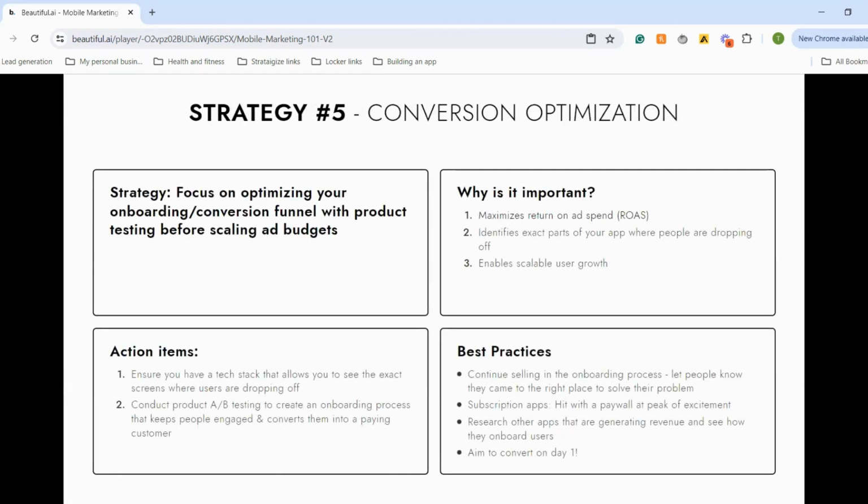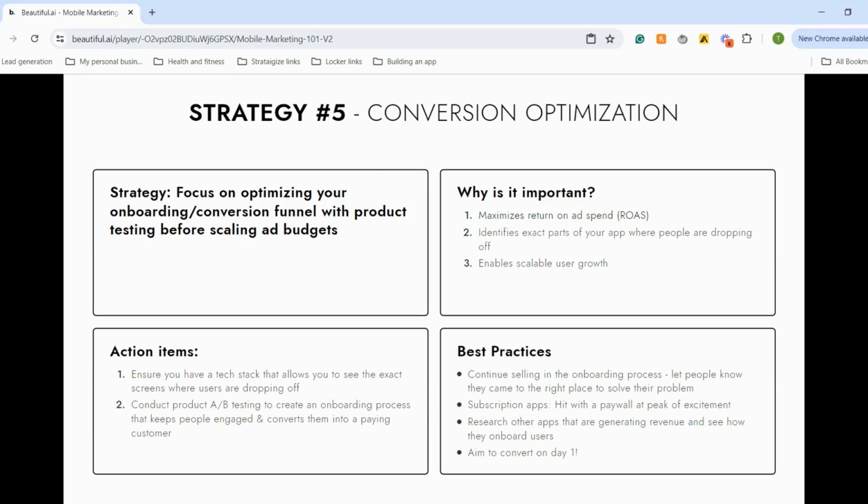Strategy 5 is conversion optimization. So you want to focus on optimizing your onboarding and conversion funnel with product testing before scaling up ad budgets. So why this is important is it maximizes return on ad spend, ROAS, identifies exact parts of your app where people are dropping off, and it enables scalable user growth. Some action items here is ensure you have a tech stack in place that allows you to see what exact screen people are dropping off.